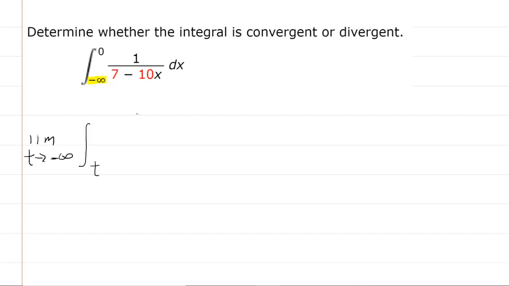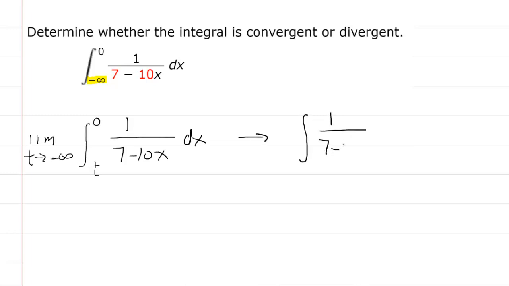It's more notational than anything else. Our upper limit, of course, is still 0, and then we have to integrate the function 1 over 7 minus 10x. Now, after replacing your negative infinity with a variable t, the next thing you need to do is actually work on figuring out the integral. So often what we do is we take an aside and we figure out the value of the integral without the bounds, and then we'll put the bounds back in later on. So in other words, we have to integrate 1 over 7 minus 10x with respect to x.